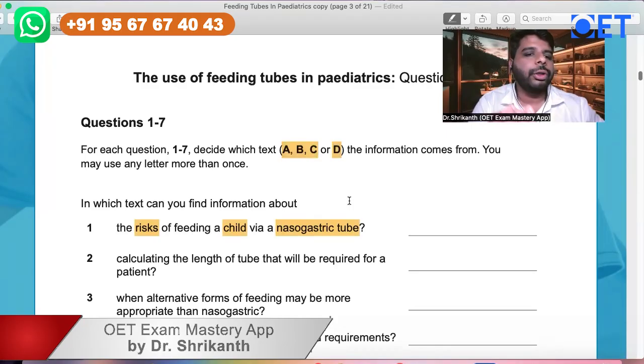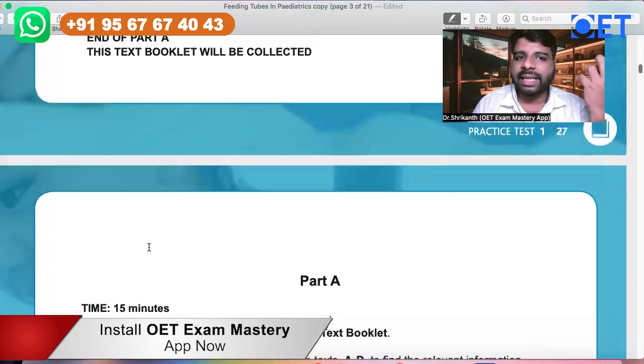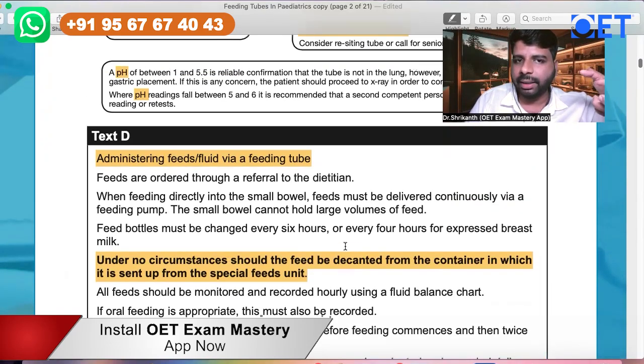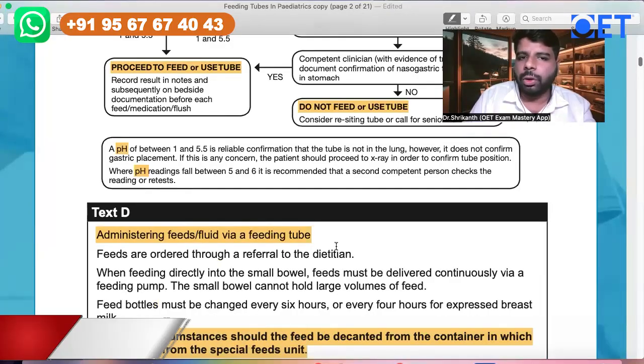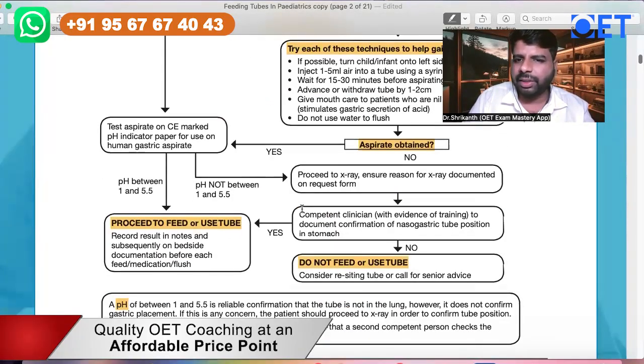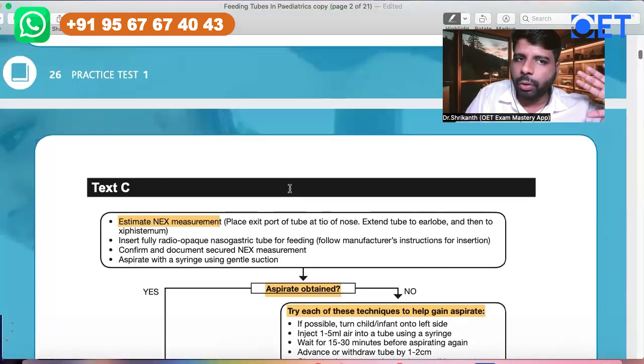Now, what is your intuition telling you? What is the keyword over here? The risk. Is it going to be in text D? Because text D is what? Administering fluids. Okay, and here there is a warning about decantation. So your intuition is telling no, it is not going to be there. What about this? Aspirate, all these things, pH and all. No, here they are not talking about a risk. Here they're talking about step 1, step 2, step 3. So here also your intuition is telling no, it is not going to be here.